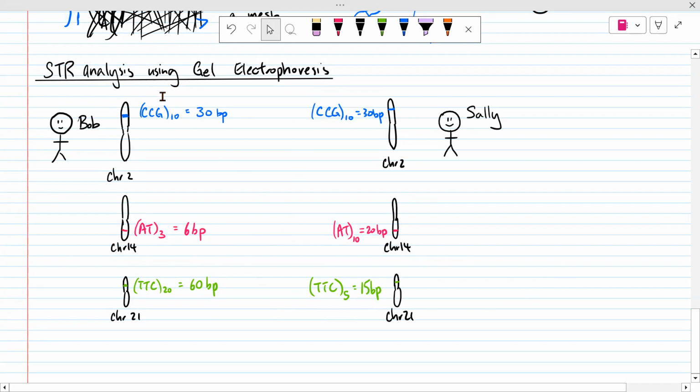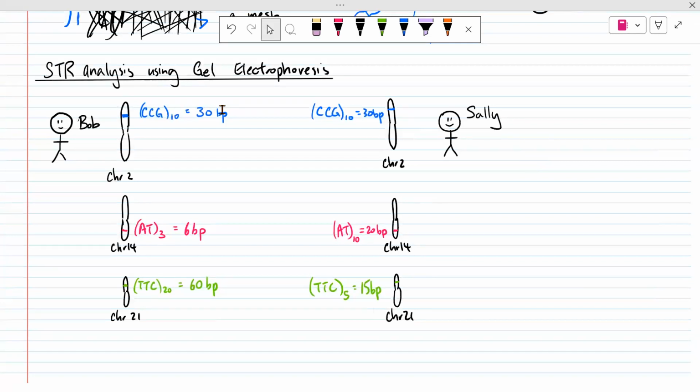Okay. And we can figure out the total length of the STR by multiplying the number of repeats by the number of nucleotides that are being repeated. So 3 nucleotides being repeated times 10 gives you 30. Okay.